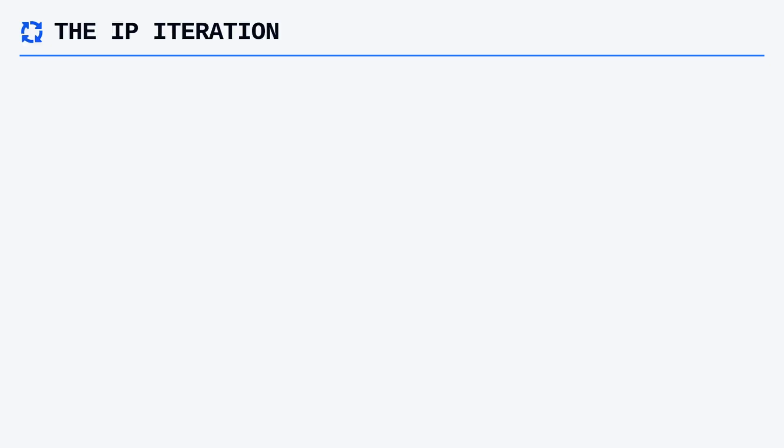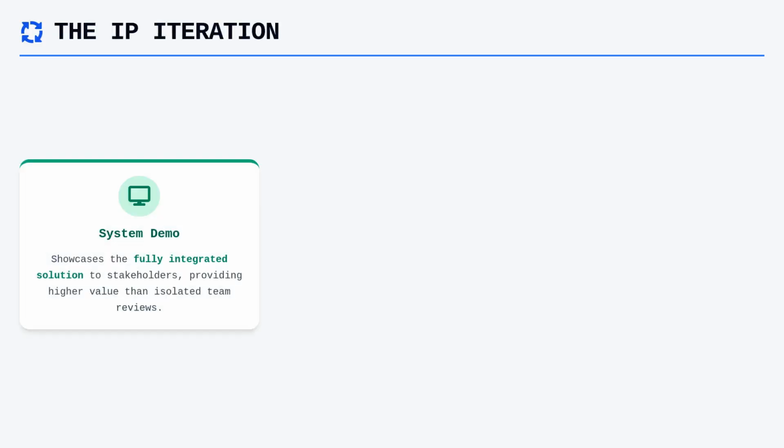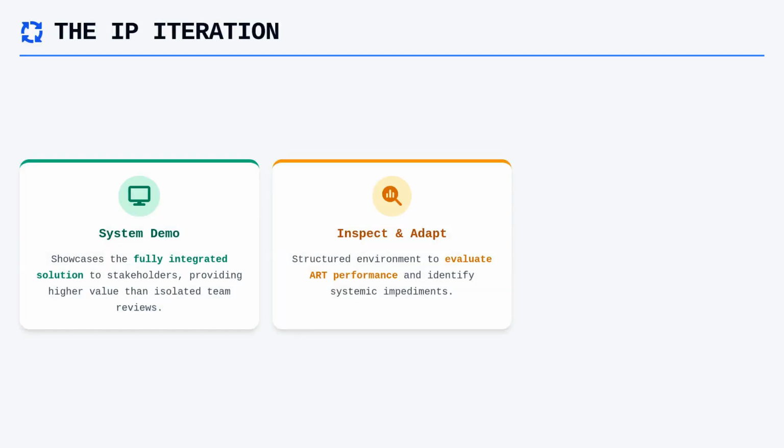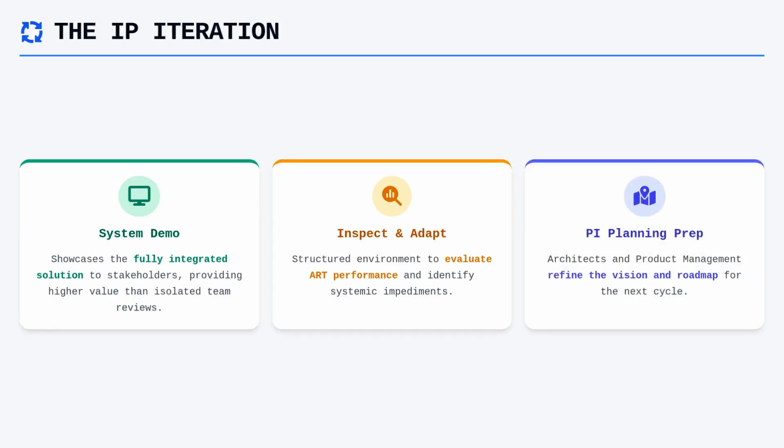Beyond buffer time, the IP iteration facilitates essential programmatic events, including the final system demo, the inspect and adapt workshop, and the preparations for the next program increment planning session. The system demo during this time allows stakeholders to see the fully integrated solution, which is far more valuable than individual team-level reviews. Following this, the inspect and adapt workshop provides a structured environment for the Agile Release Train to evaluate its performance and identify systemic impediments.